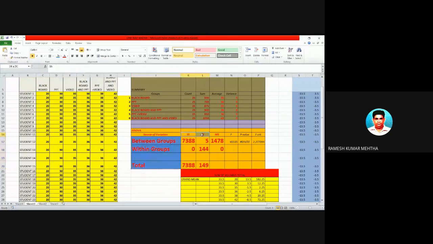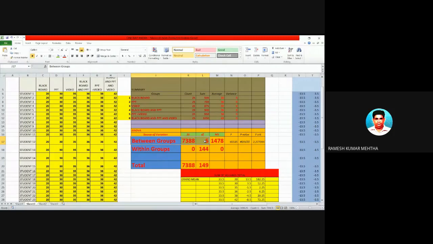Now let's talk about this particular part, which is SS, DF, and MS. First I will talk about DF, that is degree of freedom. Degree of freedom between groups. The formula for between groups degree of freedom is total number of groups minus 1.